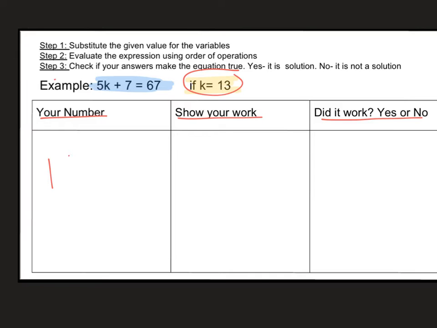They gave that to us, so we're going to put k equals 13 right in that first box. In our second box, this is where we're going to solve it. So I'm just going to rewrite my equation, 5k plus 7 equals 67. So remember when we evaluated expressions, we plugged in our number for our variable. We're going to do the same exact thing. This time it's just an equation. So wherever the k is, we need to put that number 13. So instead of k here, we're going to put 13.